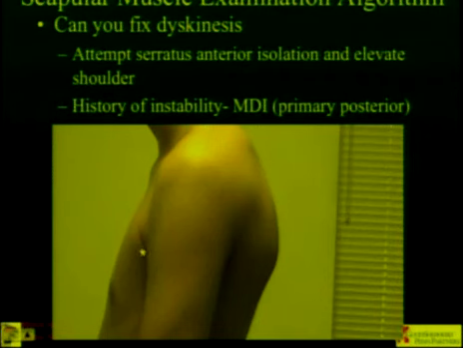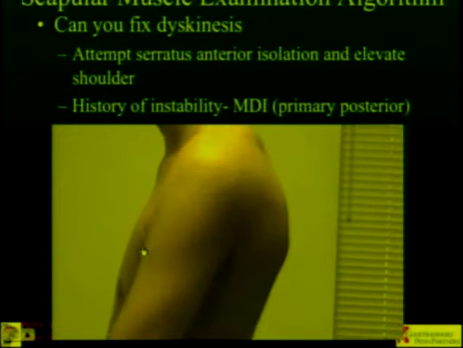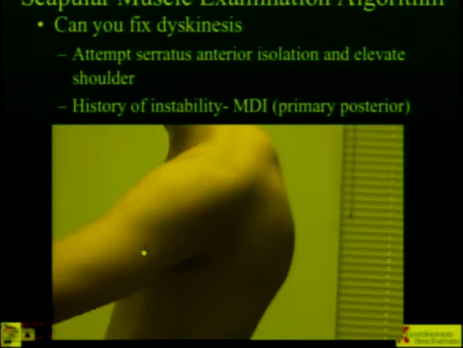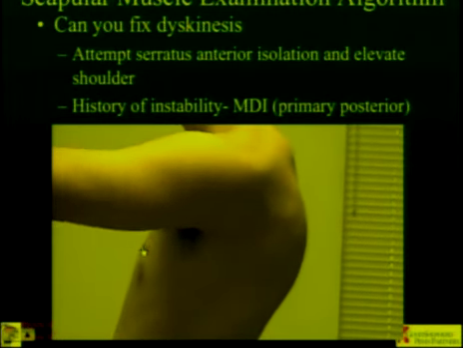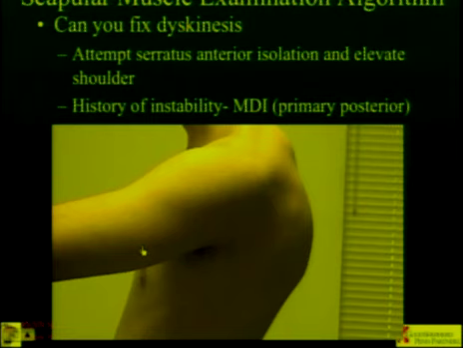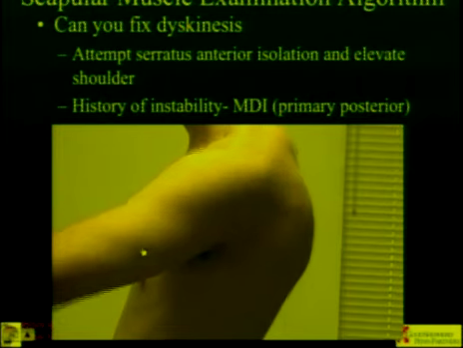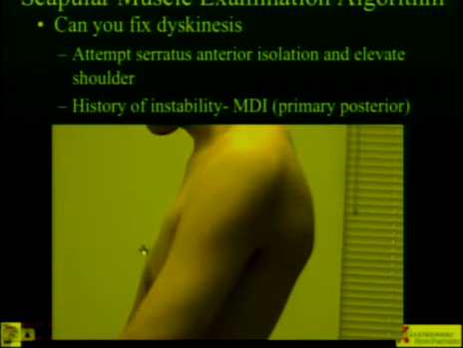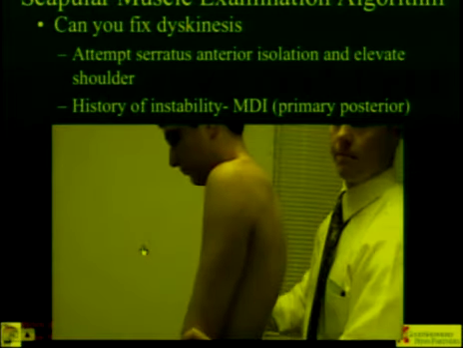Now, let's say we go through our algorithm, everything is negative, and they still have what we think is dyskinesis. Okay, now can we fix it? So this is a young man who has an unusual motor pattern. He actually is subluxing posteriorly in his shoulder. He's got this jerky motion, turning on the serratus anterior off, and I believe he's using his pectoralis minor. I think that's what many of these individuals who have a history of instability do. So can we fix it?